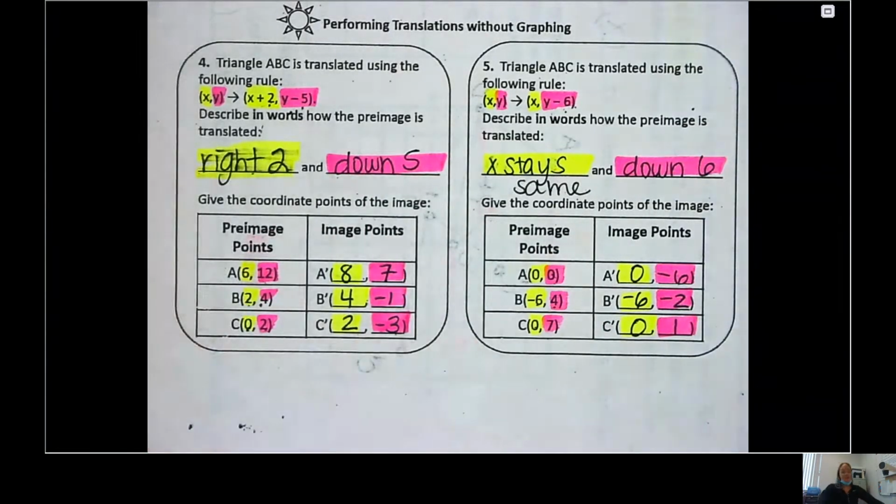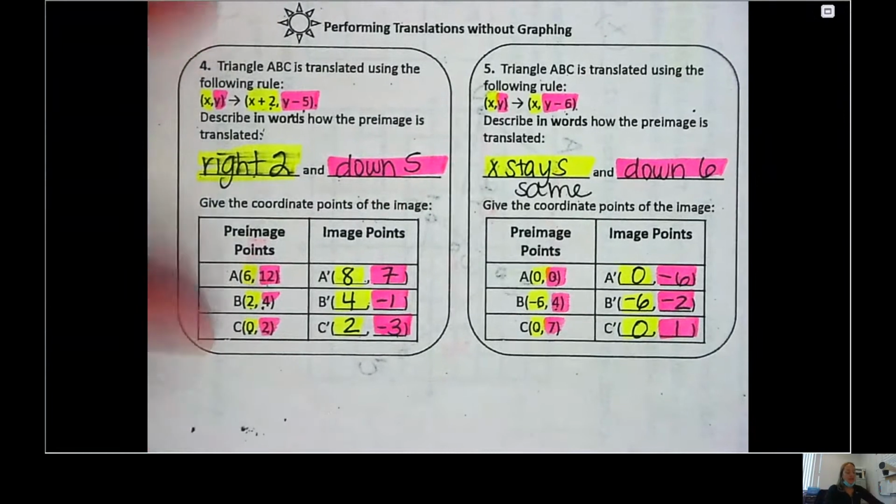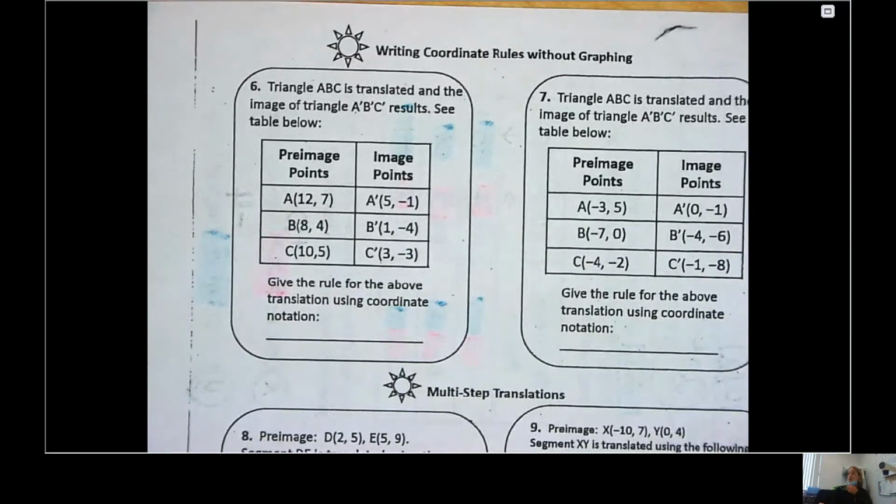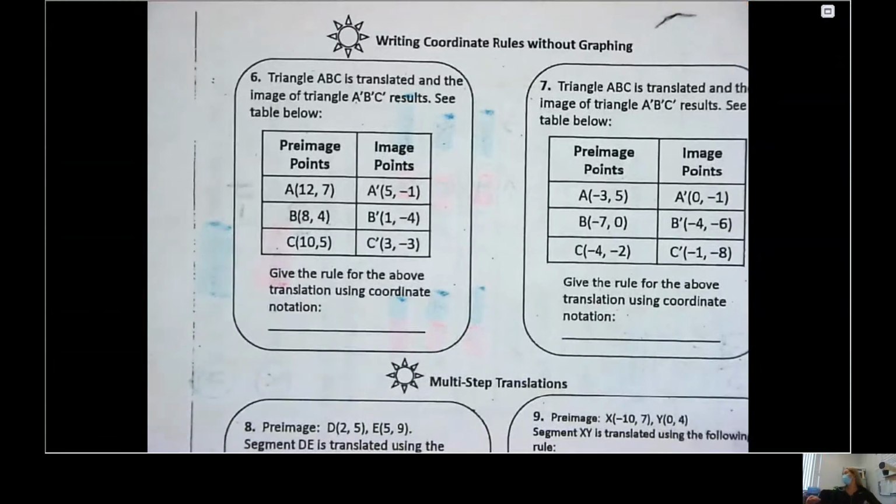You ready? Okay, so we did translations without graphing here. I gave you the rule. Now for the next one, I give you the pre-image points and the image points, and what you have to do is give me the rule. Easy enough. So all you have to do essentially is figure out what's the pattern. How are your x's changing? How are your y's changing? That's all I'm really looking for.